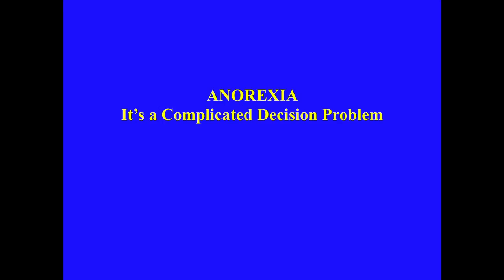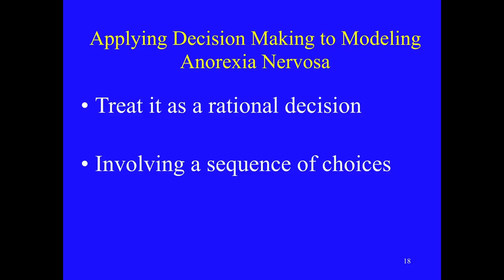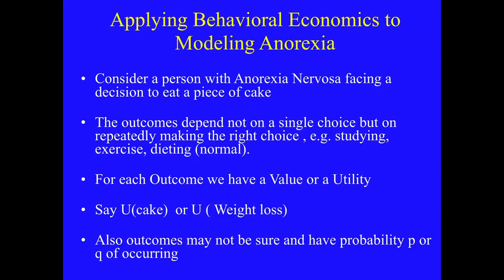So how about anorexia? Does this have anything to do with this kind of thing? Well, I'm going to argue that it's actually a complicated decision problem. Let's treat it as if it were rational. People sort of say, well, this is psychiatric, it's a psychiatric problem. Let's see how far we can get if we think of it as a rational decision. But it involves something interesting. It doesn't involve a single choice. It involves a sequence of choices. Anybody who's dieted normally or been unfortunately stuck in an anorexic problem knows that it's about a sequence of choices.